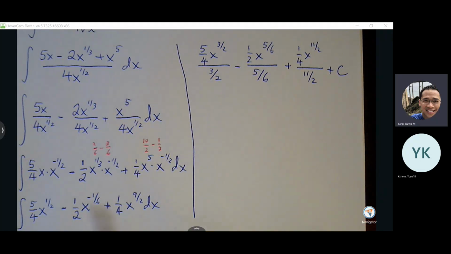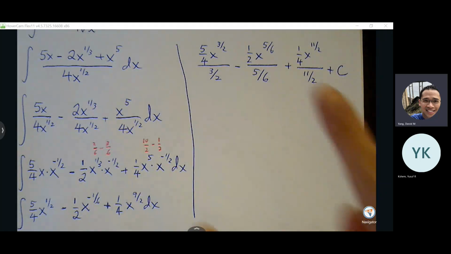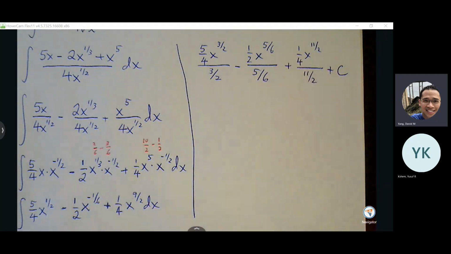So this is my calculus step, and this is the only calculus step in the problem. After this, I'm just cleaning up. Okay, any questions here? Okay, I'm going to flip all those denominators up to the top.